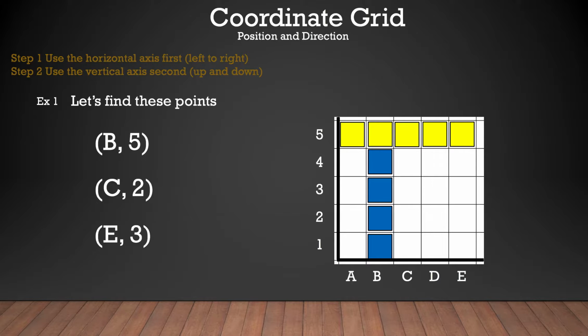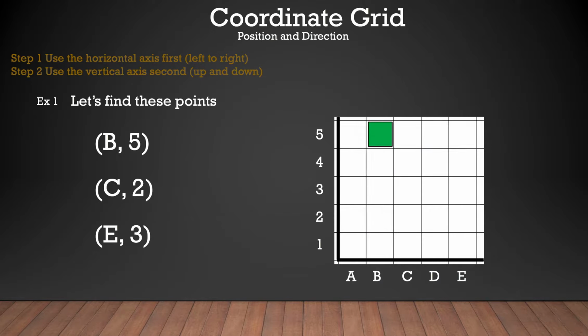And as you can see, there's one spot where it is intersecting. What does yellow and blue make? It makes green. And therefore, that is where B5 is.